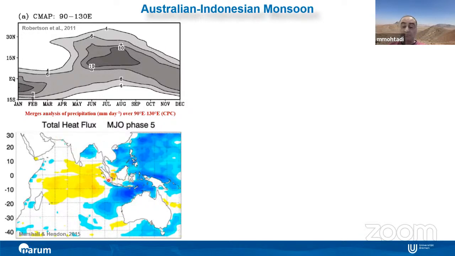And another specific feature of the Australian-Indonesian monsoon is because of this land-sea contribution and because of this zonal component, like the MJO, it does not follow the annual march of insolation, and rather shifts abruptly from one phase, rainy phase, into the other phase.